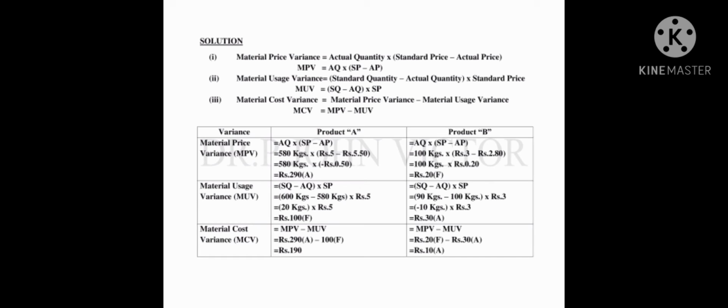Then product B for the material cost variance. See that material price variance of product B is rupees 20 favor value. Then material usage variance of product B is rupees 30, it is adverse value. Now you see that the first one is favor value, the second one is adverse value. The adverse value is higher, that means the value rupees 10 is adverse. So this is the value of material cost variance.